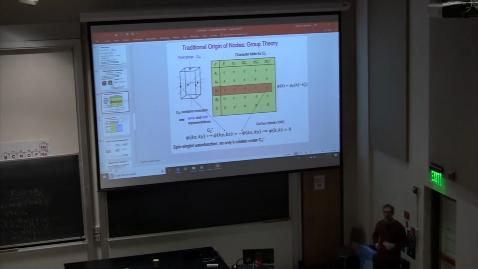Yes? Does spin orbit coupling often have any link in determining whether it's point or line nodes? As you turn it on, does it change? Yes, indeed.